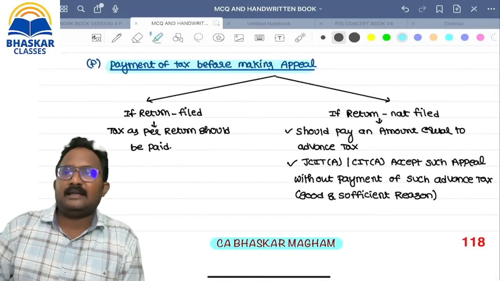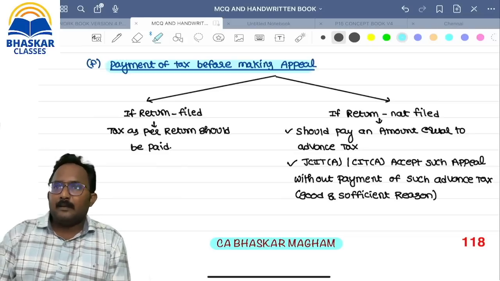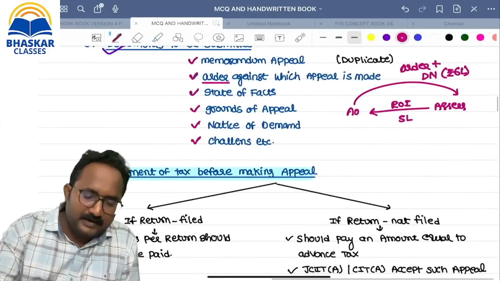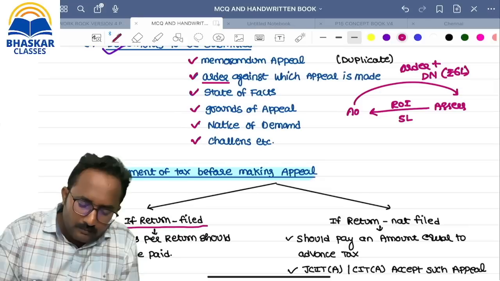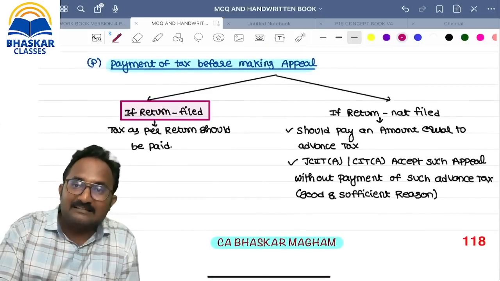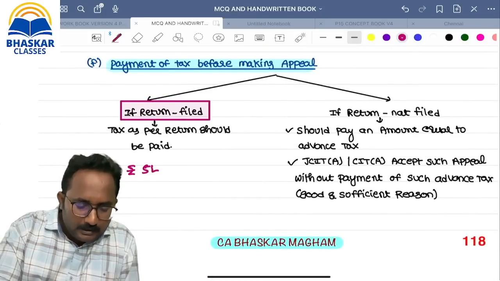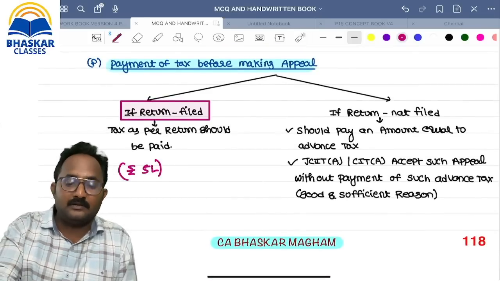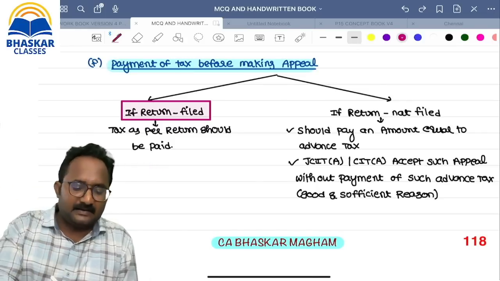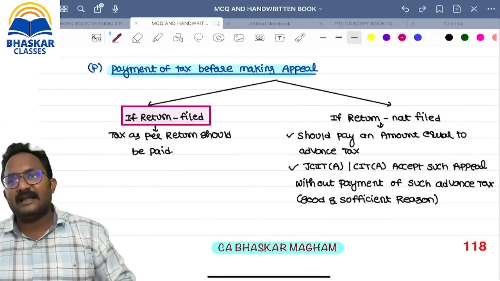Payment of tax before making an appeal. Example, sir, in this case, whether SSC filed the return of income or not, SSC filed the return of income. Now, if you want to go for an appeal before CIT or JCIT, you have to pay the tax as per the return. If you paid this tax properly, then only you are eligible for making an appeal. In our example, he paid the tax already. That's why he can go for an appeal before CIT, JCIT.